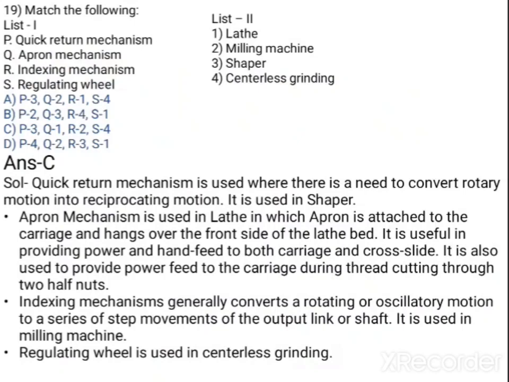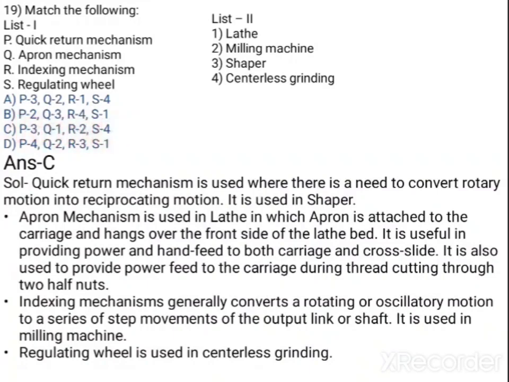Okay. Then indexing mechanism, I have already told you in a previous video, that indexing mechanism is related to a milling machine. So R is related to 2. Yes, R is related to 2. And regulating wheel. A regulating wheel is nothing but what will we select? Regulating wheel is centerless grinding. So option number C matches with that.